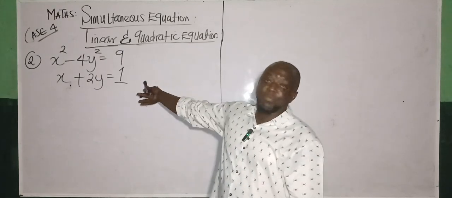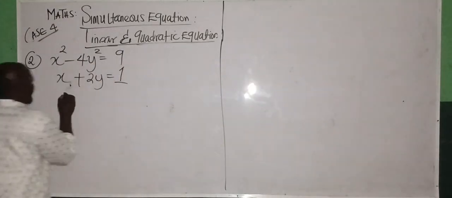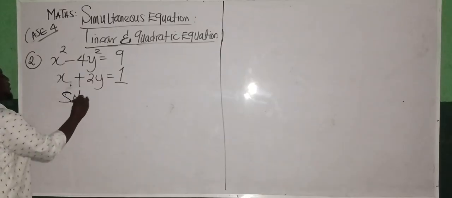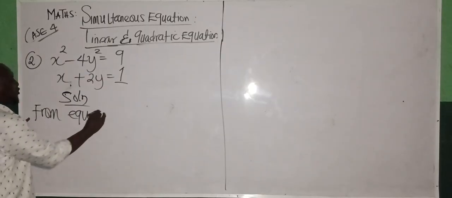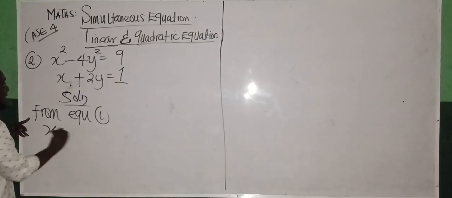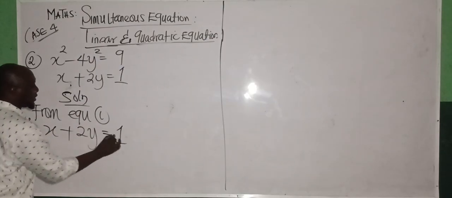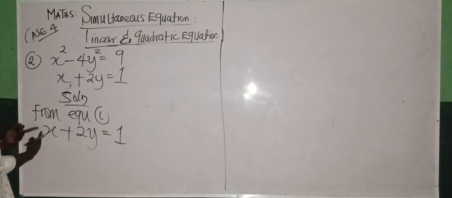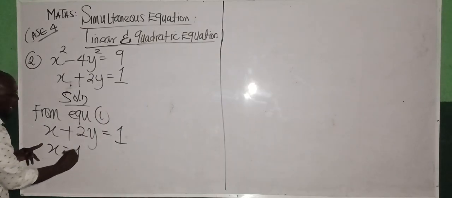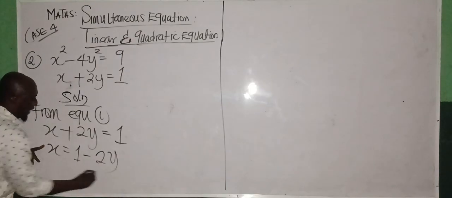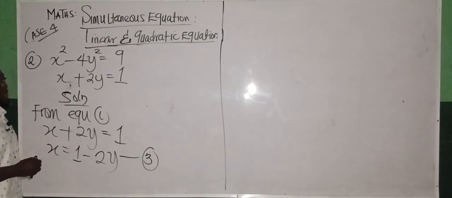You cannot apply the elimination method here. You can't. It's only the substitution method you apply here. So what do I do now? I'll say solution from equation 1. From equation 1, I have x plus 2y equals 1. So I can make x the subject, because x is without a number, it's easy to make. So x now becomes 1 minus 2y. This becomes my equation 3.